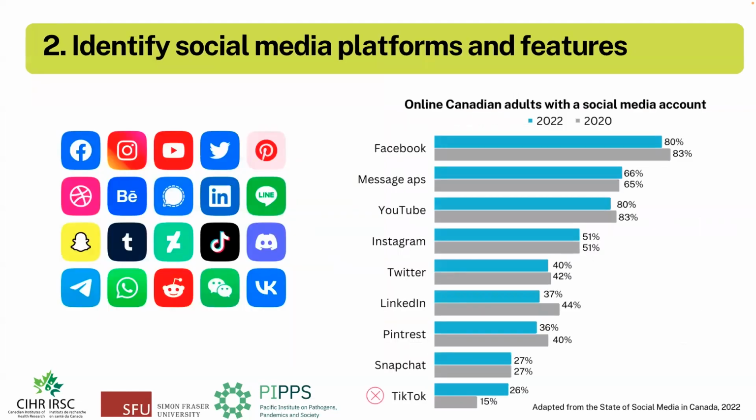So next, you have a message and target audience. Now you've got to find them on social media. There are many platforms and new ones keep popping up. According to the latest State of Social Media report, online Canadian adults are mostly on Facebook, followed by messaging apps, YouTube, Instagram, and Twitter. Interestingly, since 2020, TikTok has emerged as the fastest growing social media platform and is ideal for reaching a younger audience.